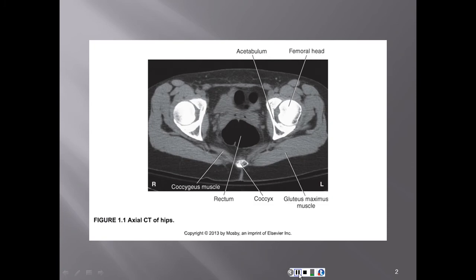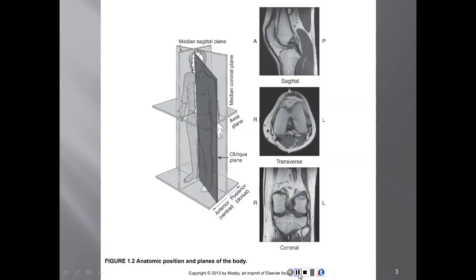Okay, image number 1. This is a traditional axial cut. This is what we're going to learn. We're going to learn how to recognize what cut we're looking at, and how to differentiate between anatomy and a particular slice that we're looking at. This is what we call a transaxial cut. This is a CT image. This can be found on page 1.